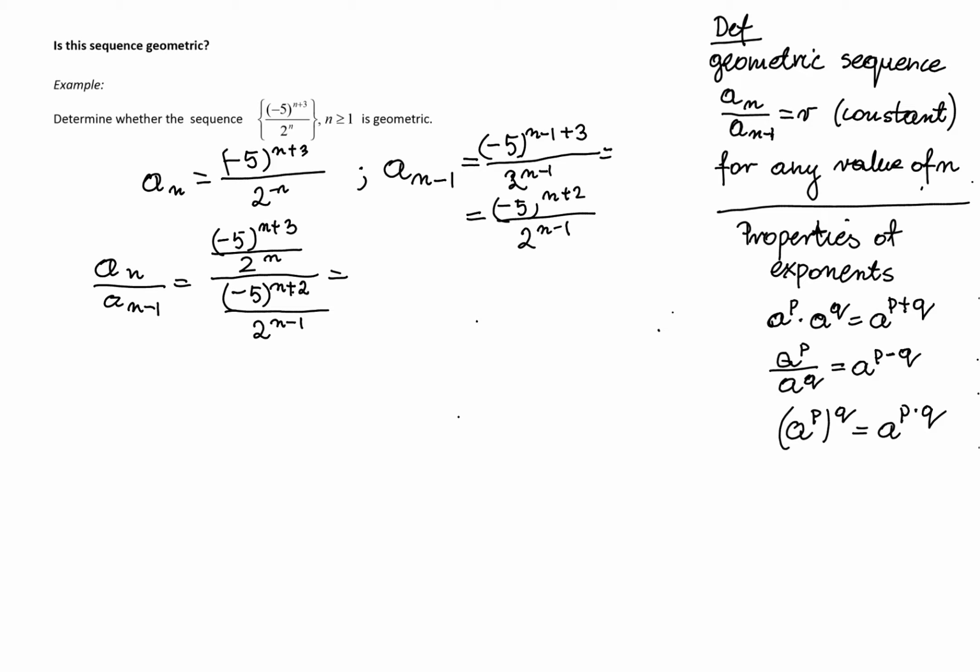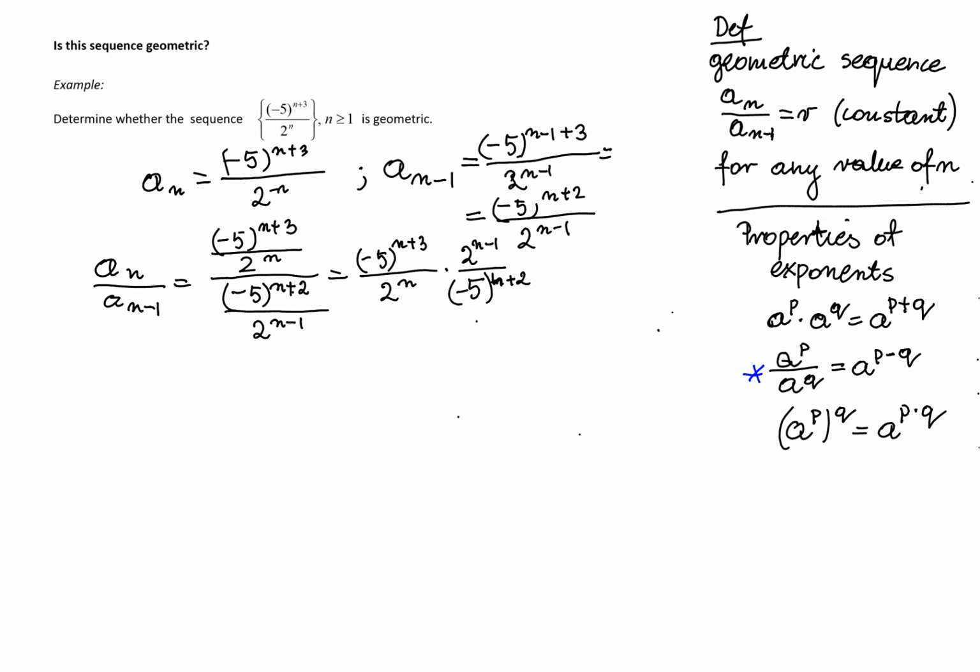So this ratio is the quotient of two fractions. To divide two fractions, we take the first fraction in the numerator, and we multiply this by the reciprocal of the fraction in the denominator. So we'll multiply it by 2 to the power n minus 1 over negative 5 to the power n plus 2. Notice that in the numerator and the denominator we have powers of negative 5 as well as powers of 2.